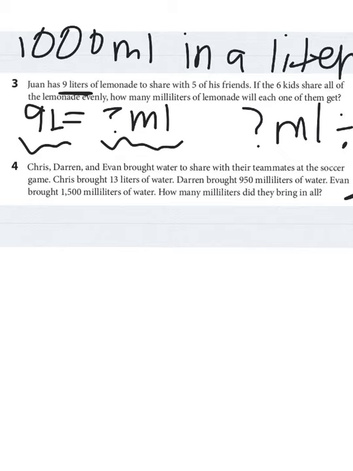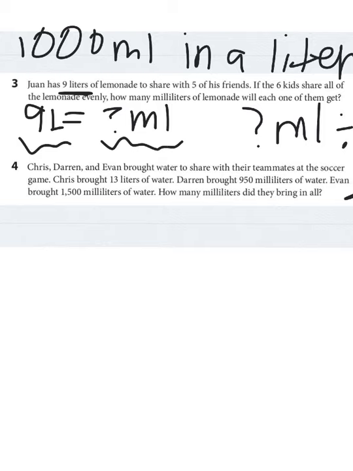So number 4 is the last one. Chris, Darren, and Evan brought water to share with their teammates at the soccer game. Chris brought 13 liters of water. Darren brought 950 milliliters of water. Evan brought 1,500 milliliters of water. How many milliliters did they bring in all?